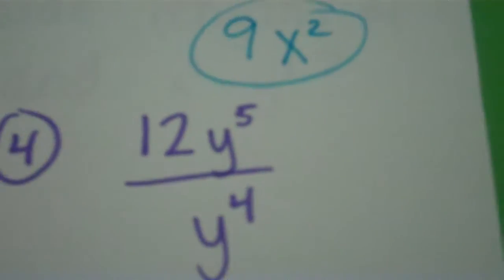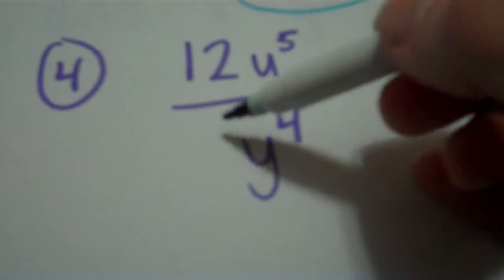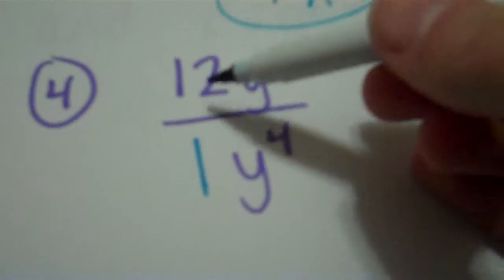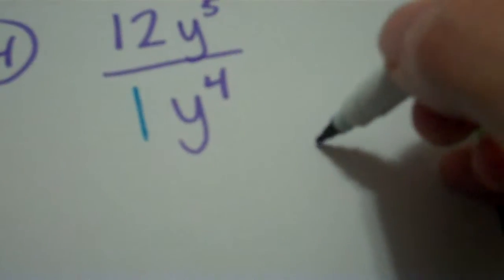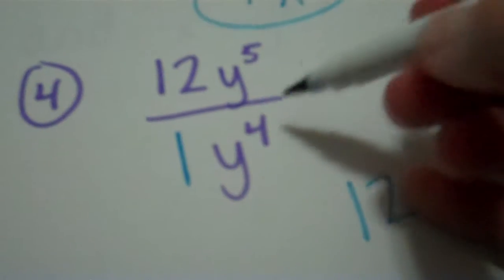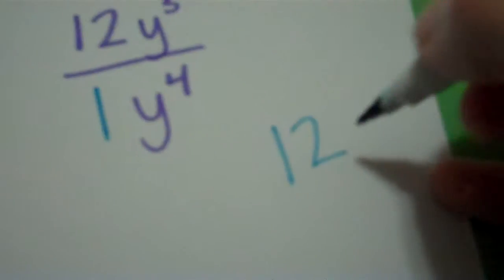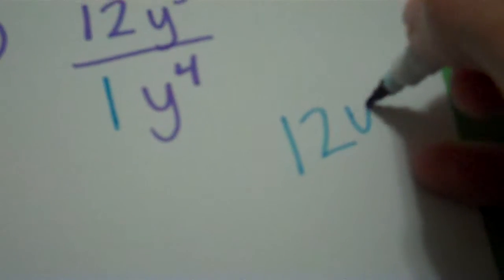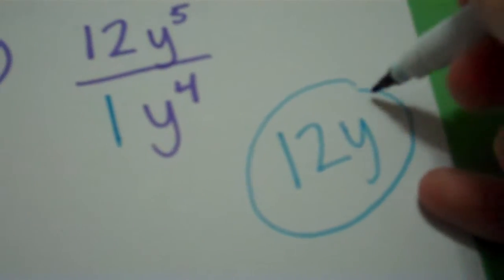This last one, pause and write down if you need to. Alright, well there is no coefficient here, so you can think of it as a 1. So 12 divided by 1 is just 12. And then when you're dividing, you subtract your exponents. So 5 minus 4 is 1. So you could put y with a 1 on it, or it could just be y. If you put a 1 there, that's fine. If you didn't, that's okay as well.